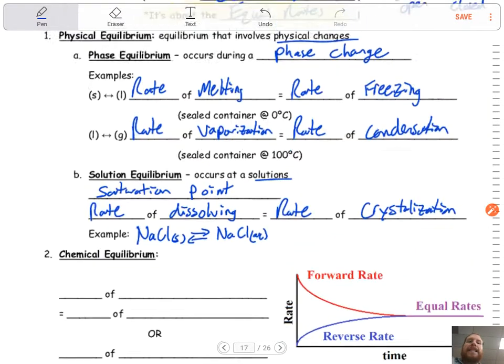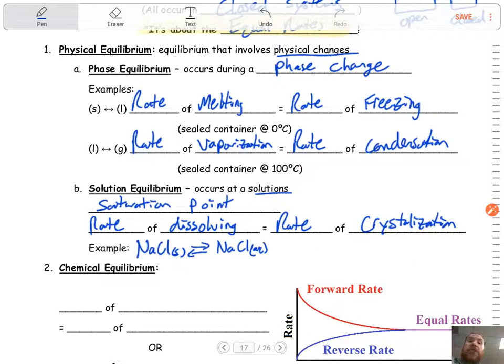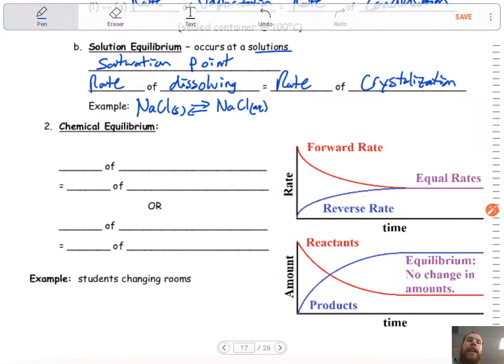Okay, so that's it for physical equilibrium. Just say phase changes and saturation point. That's the key you want to remember with those. Now, chemical equilibrium is talking about kinetics, going with what we've already talked about, reaction rates and things throughout the whole unit. So this is talking about the rate of reaction. Reaction rates is what we're talking about here, i.e. kinetics. What are the particles doing?